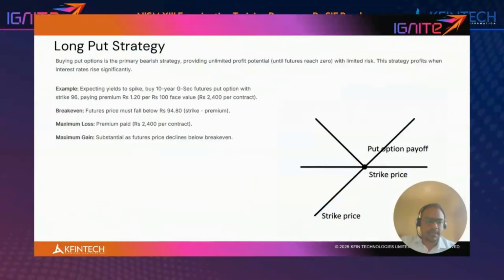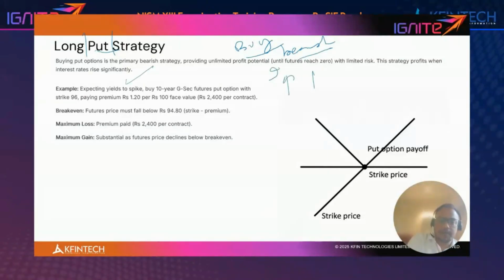So that was basic. Again, long put is also similar. Long means buying, put means bearish. So you are expecting the market to fall. If the yield is supposed to spike, the price will go down. If the price is expected to go down, you will buy a bearish instrument, or buy a put.